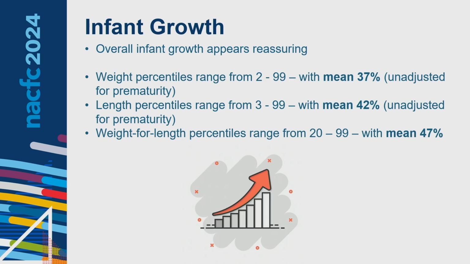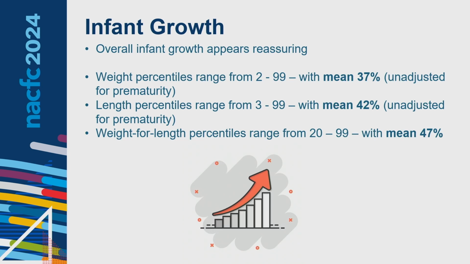Overall growth in the group was reassuring. The percentiles reported by the providers caring for these infants were not adjusted for prematurity, which is bringing the lower range of values down somewhat. So 2% at the minimum for the late preterm infant, up to 99% for one of the term infants, with a mean of 37% for weight. Length had a similar distribution with a mean of 42%, and weight for length was really right at the 50th percentile, which is what we would expect for an average group of infants.